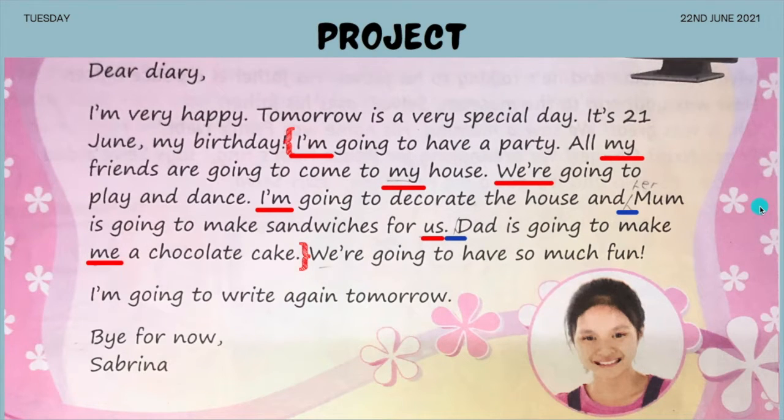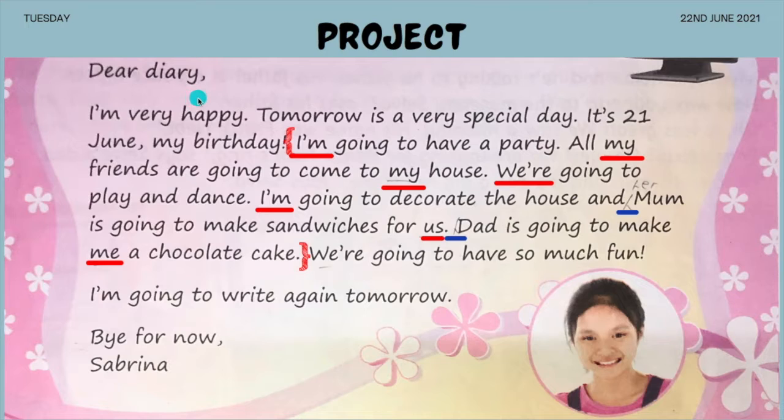Okay, for this project, there are 2 questions, right? But first of all, let us read together. Listen to me. I'm not going to play the audio, but you listen to me and later you can pause and you can practice your own reading. Let's start. This is Sabrina's diary, so let's read her diary.